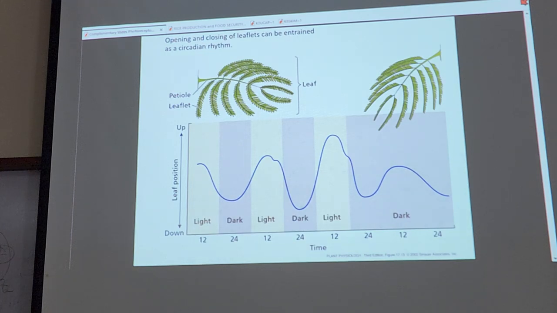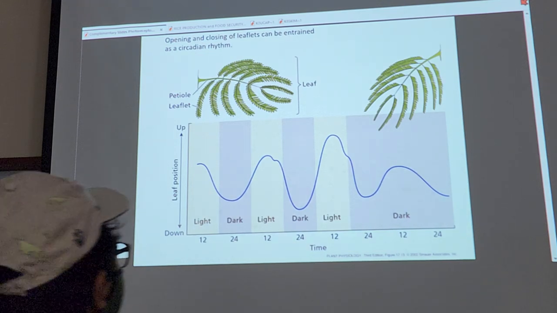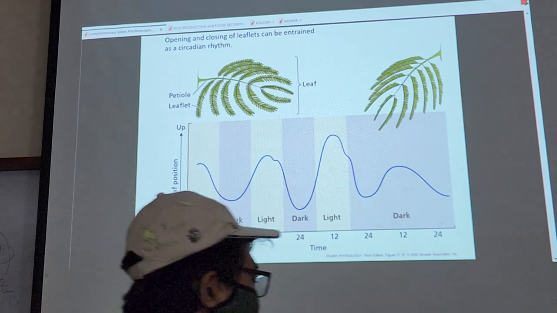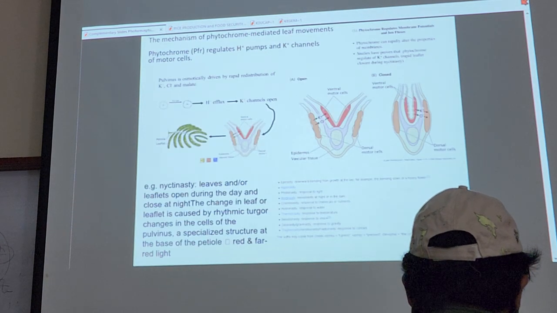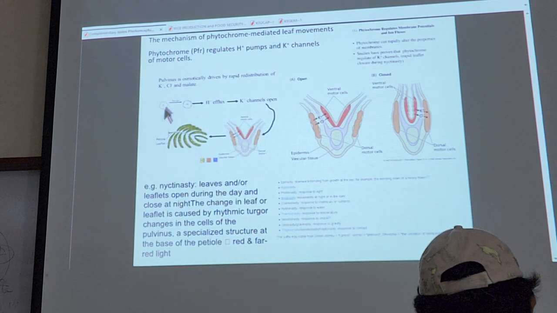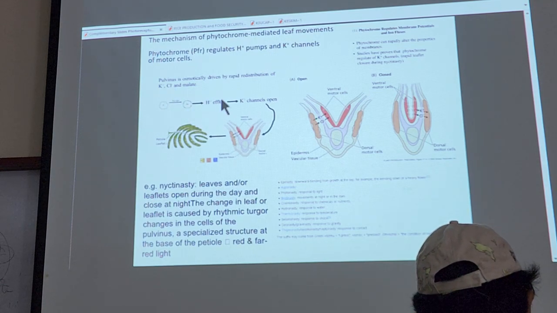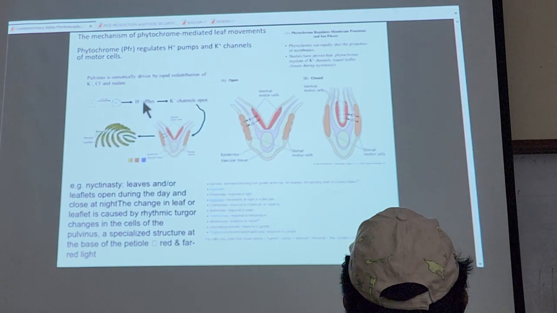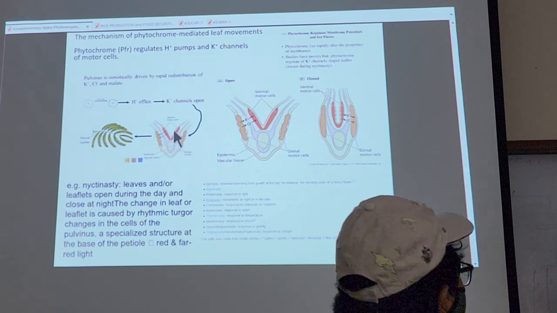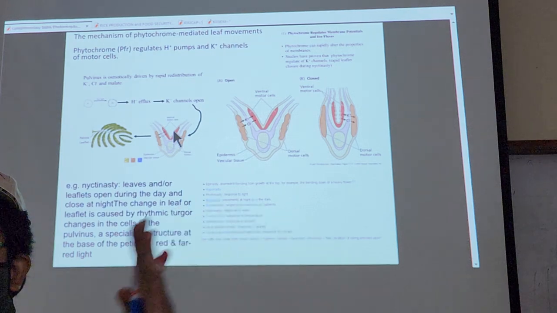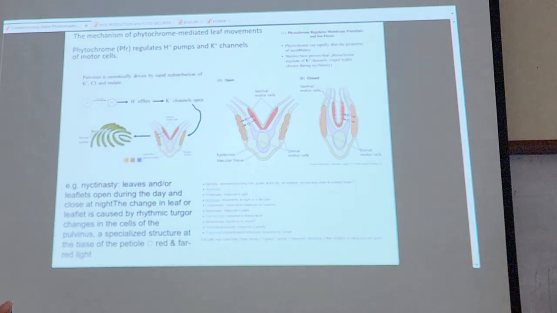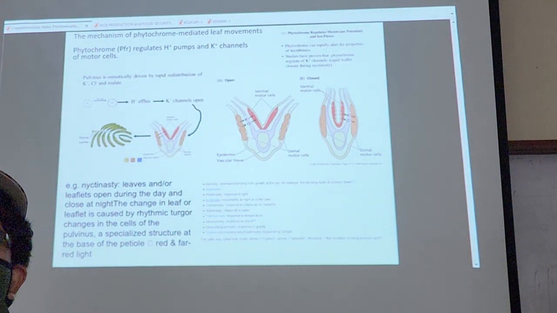Are they shy? Why? So this is what we call the circadian rhythm. The plants actually take hints from the environment. So here's what happens. You have your phytochrome. With the presence of red light, it will promote the hydrogen efflux, the movement of hydrogen, and this will cause the potassium channel to open. When cells are filled with potassium, there is an imbalance of osmoregulation. So water will start flooding into the cell to dilute this potassium.